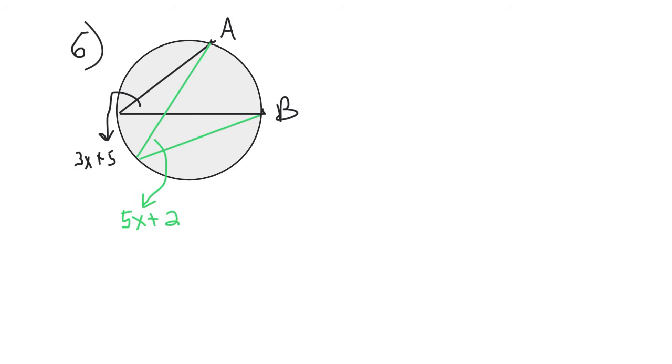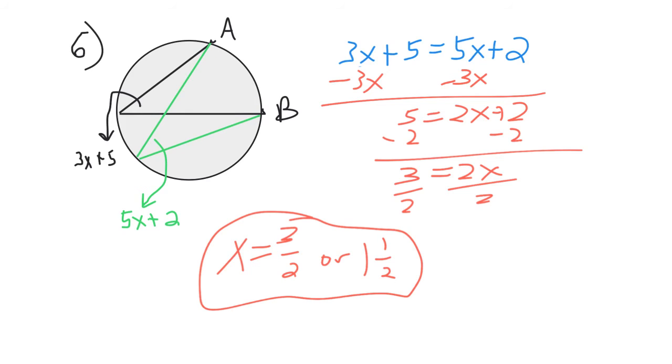In this problem right here, we have two different inscribed angles which both have the same intercepted arc. If they have the same intercepted arc, they're equal to each other. So we can set the two algebra expressions equal to each other, do things to both sides, and get an answer which we can write as 3/2, an improper fraction, or 1.5.